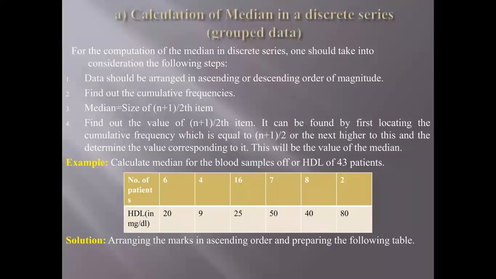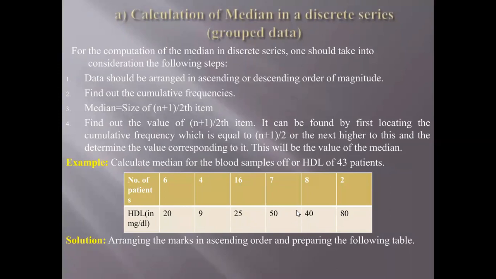Similarly, we take one more problem. Calculate the median for the following problem related to blood samples of 43 patients. The number of patients is given here: 6, 4, 16, 7, 8 and 2. The blood pressure is given: 29, 25, 50, 40 and 80.